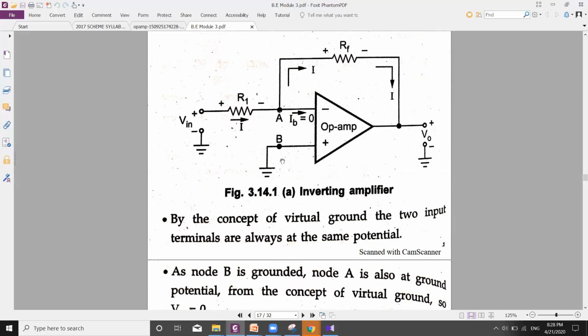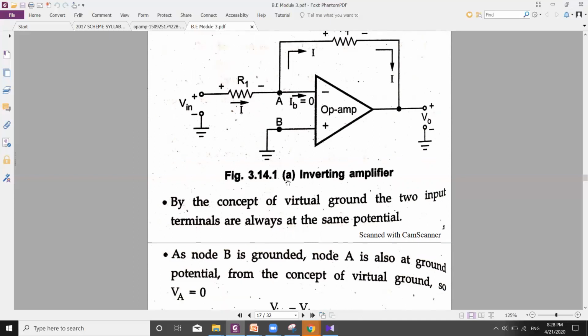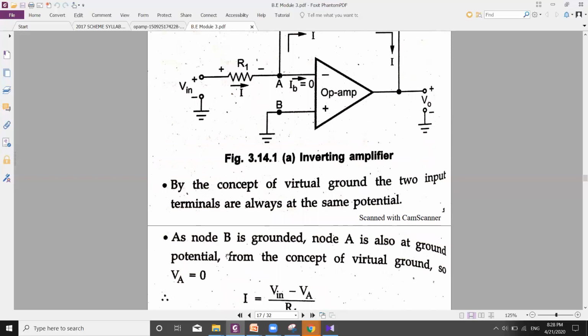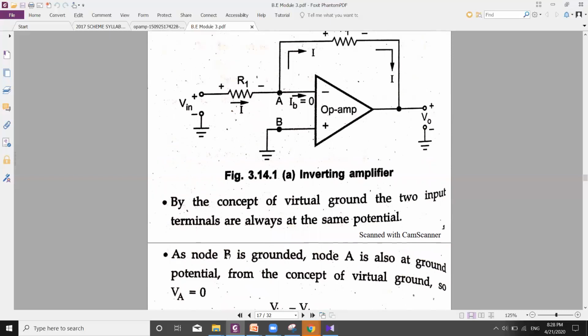In this case, the non-inverting terminal, point B, is connected to ground, and ground is always at zero potential. So VB is zero and VB is equal to VA. Hence, from the virtual ground concept, VA is also equal to zero. We can write VA is equal to VB is equal to zero, and that is what the virtual ground concept says.